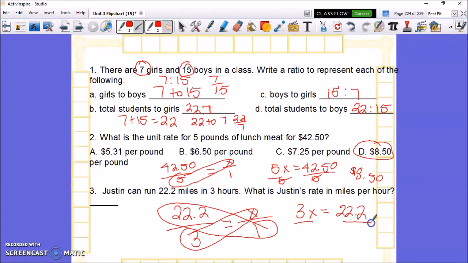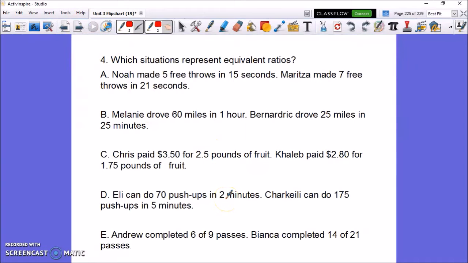And then we are going to divide each side by 3 because we want to isolate our variable. And since we know 3 times however many miles an hour for 1 hour, it'll give us our answer. So we're isolating our variable. So that cancels out. And 22.2 divided by 3 is going to give us 7.4 miles per hour. Okay? Now moving on to number 4. So which situations represent equivalent ratios?